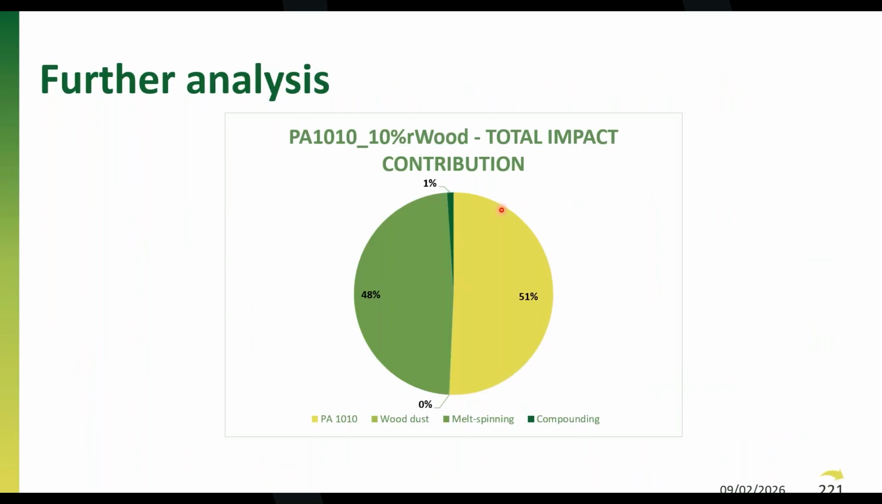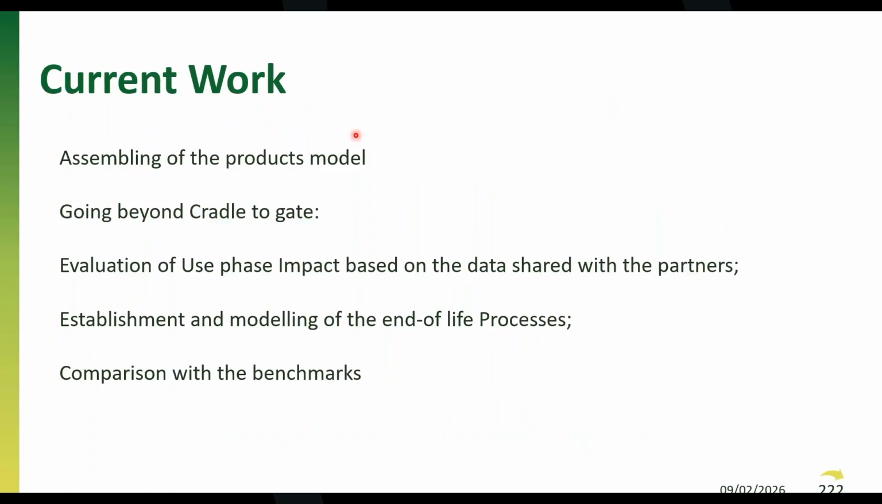When it comes to the recycled wood, the impact contribution mostly came from the supply of the PA 1010 and the mill spinning process. So we're continuing with this. We're now looking into the assembling of that product model, basically putting together all the intermediate formats to continue with the modeling.